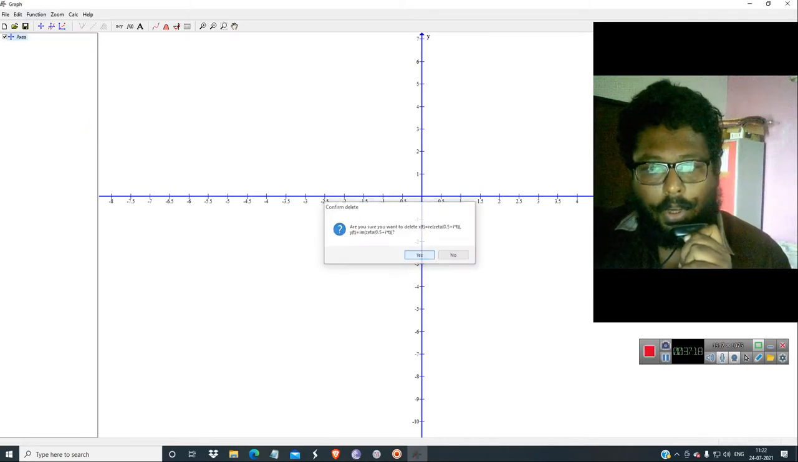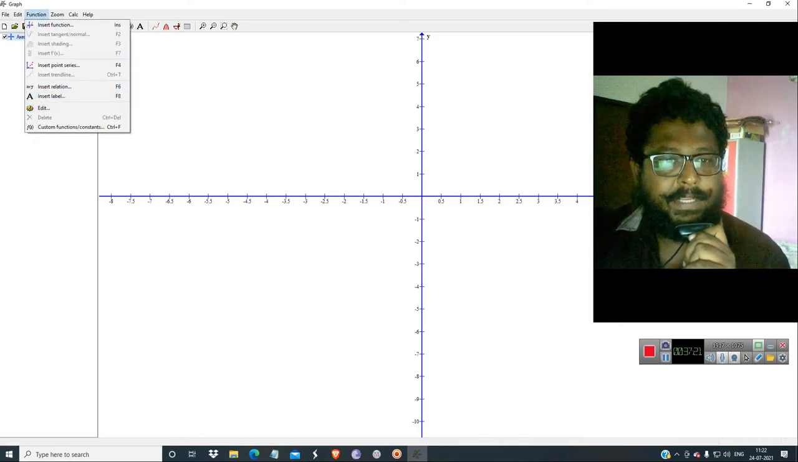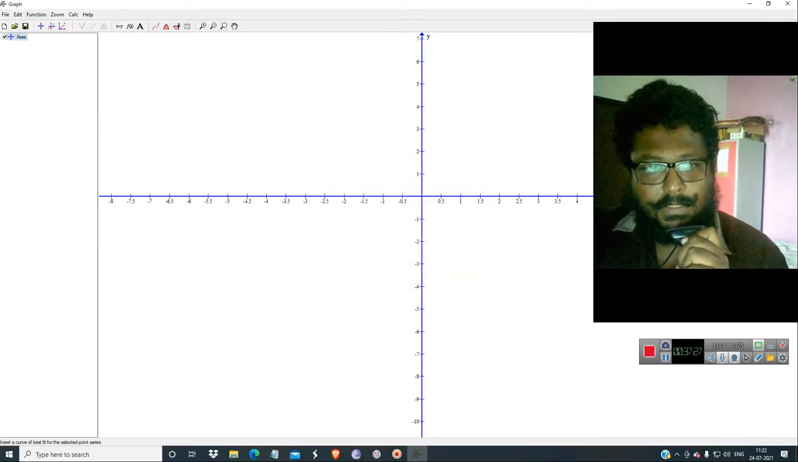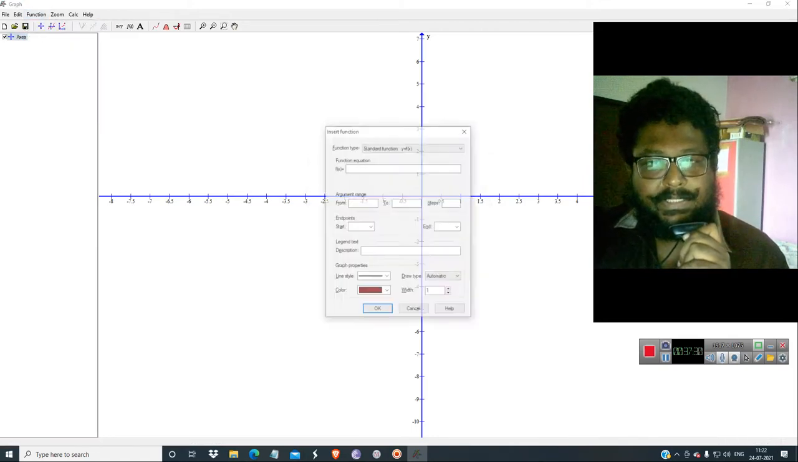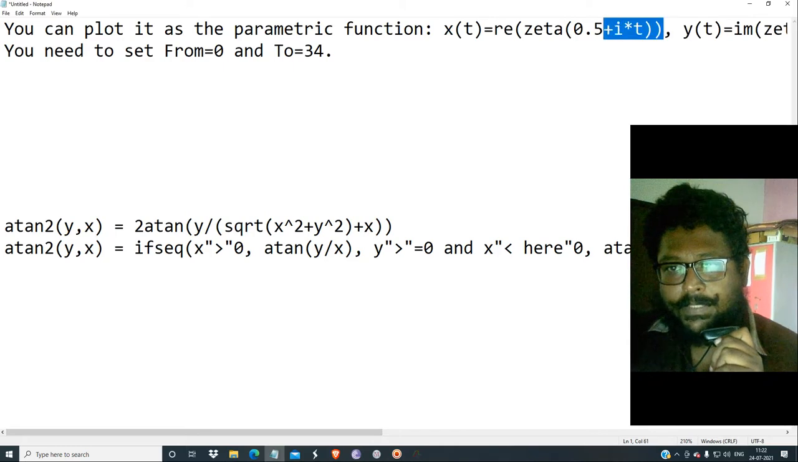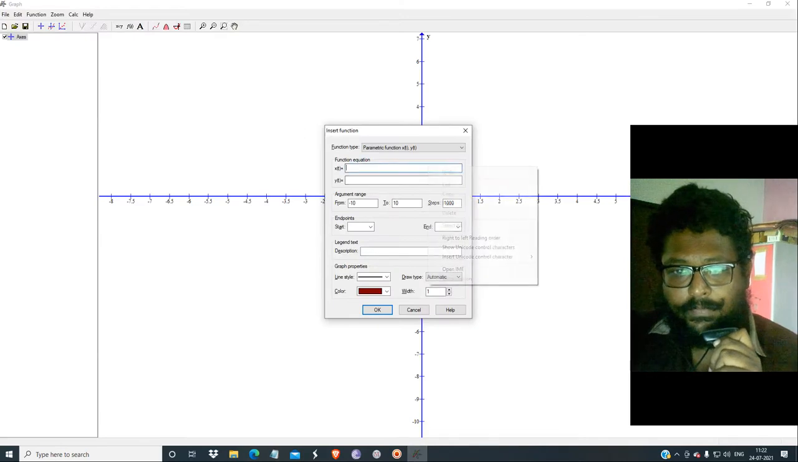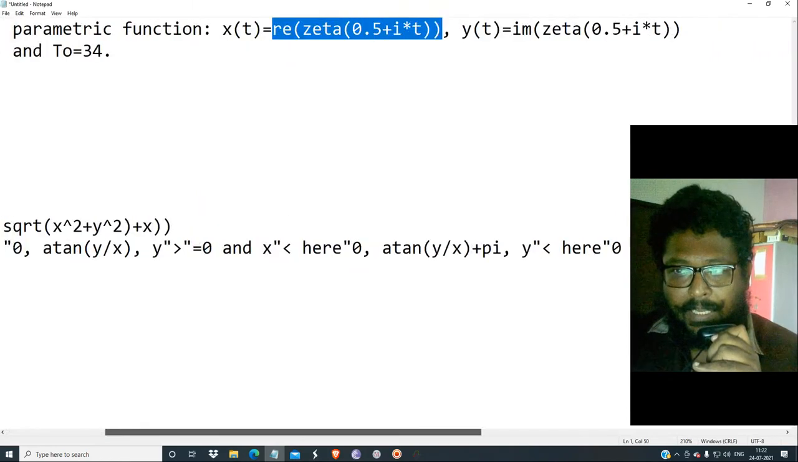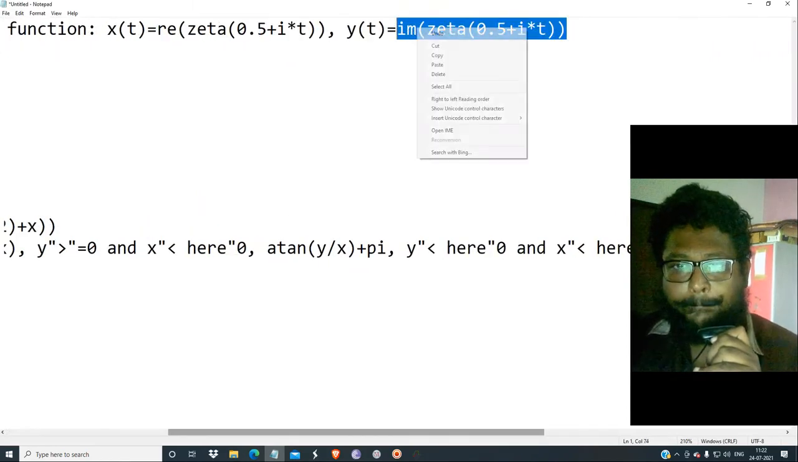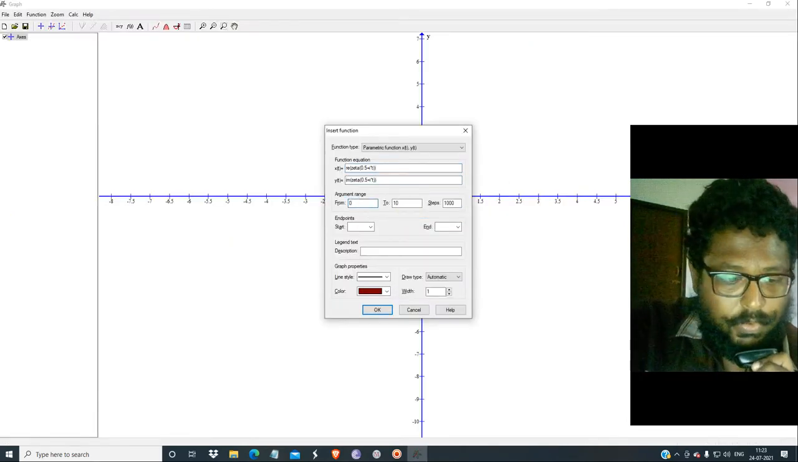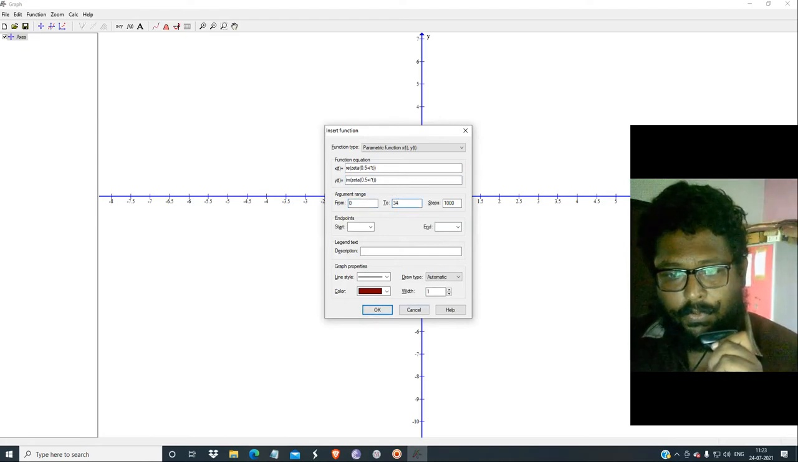I just have to turn on the complex settings. So just go over here, go to the edit, go to the settings, and just do calculate the complex numbers. Then just get over here and insert function, then x of t, y of t. First, you have to copy the real part of the zeta function. This is built in to find the real and imaginary parts, so you don't have to deal with all those things. It has lots of good functions for complex numbers. The next would be the imaginary part. Just copy this and paste it here, and from 0 to 34, or else you can go to 0 to 50 or anything.